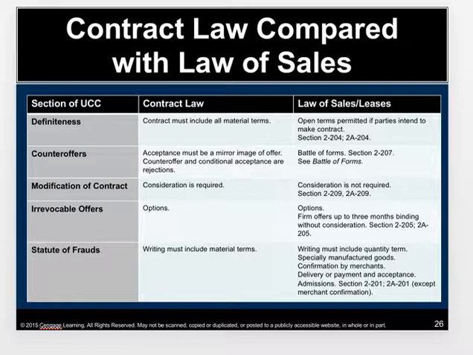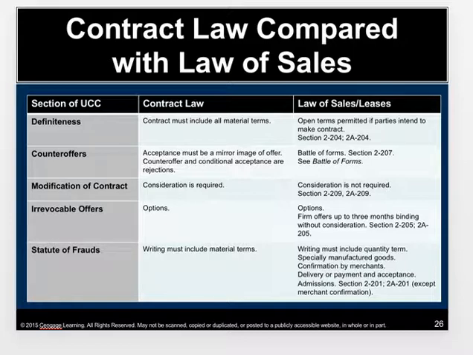So, in other words, what this slide is trying to do is look at different concepts and show you how they differ between the common law and Chapter 2 of the UCC. We also see counteroffers, and we see modification of contracts. For example, under contract law, consideration is required. Under the UCC, consideration is not required. So that's 180 degrees, right? Two completely different results faced with the same situation.